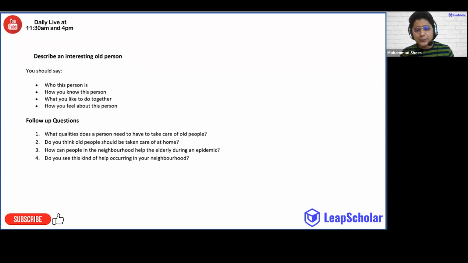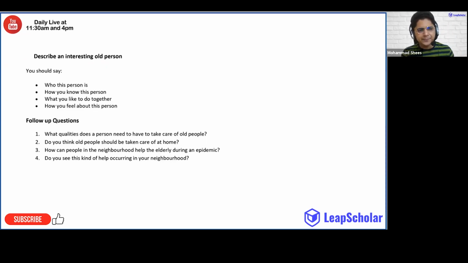Describe an interesting old person. Maybe you would want to talk about your grandfather or grandmother, on your maternal side, or maybe on your paternal side. Reiterating that please touch all the points which are there. And also in every slide, I have added some follow-up questions, which are there after the cue card task, just to give you more resources so that you can prepare yourself better. I'll give you 10 more cue cards quickly.